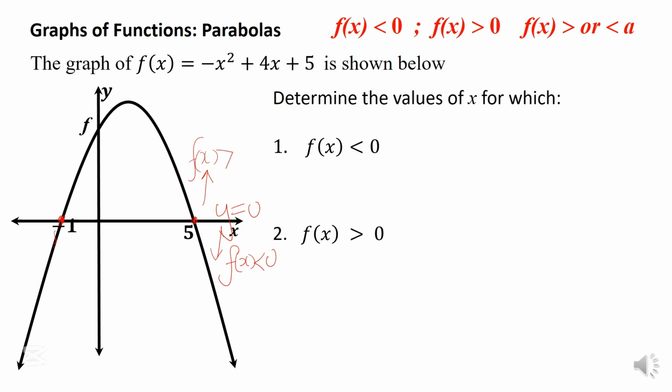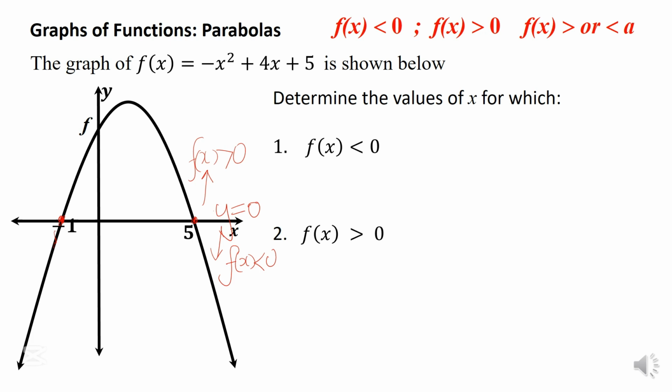So if we say to you, what are the values of x for which f of x is less than 0, we are asking you to tell us which part of this graph is below the line y is equal to 0. Which part of this graph is below the line y is equal to 0, or which part of this graph is on the negative side. That is the answer required, and the answers are determined by the x-intercept.